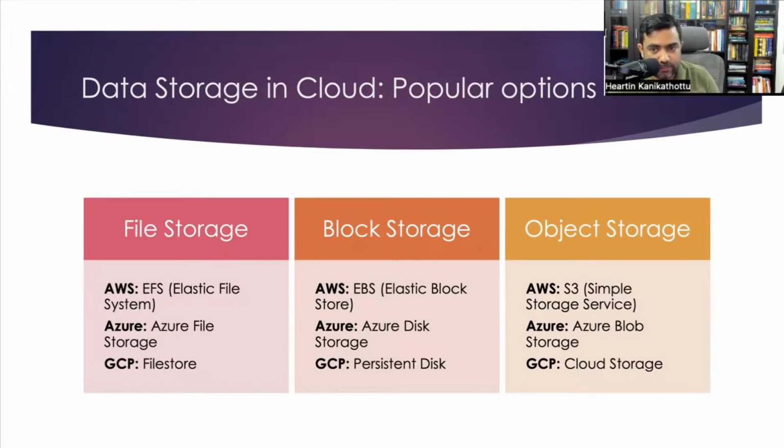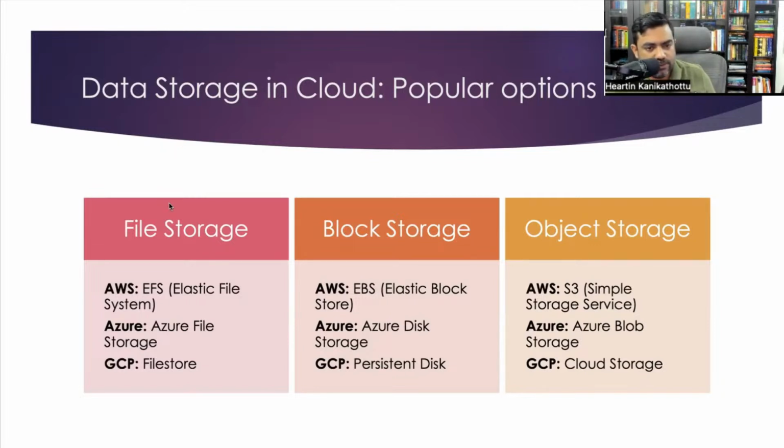You have file storage, you have block storage, you have object storage. For file storage, examples are EFS or Elastic File System in AWS, Azure File Storage in Azure, and Filestore in GCP. For block storage, in AWS you have Elastic Block Store, in Azure you have Azure Disk Storage, and in GCP you have Persistent Disk. And for object storage, in AWS you have S3 or Simple Storage Service, which is a very popular service. In Azure you have Azure Blob Storage or Blob Containers. And in GCP you have Cloud Storage. So are you familiar with these terms?